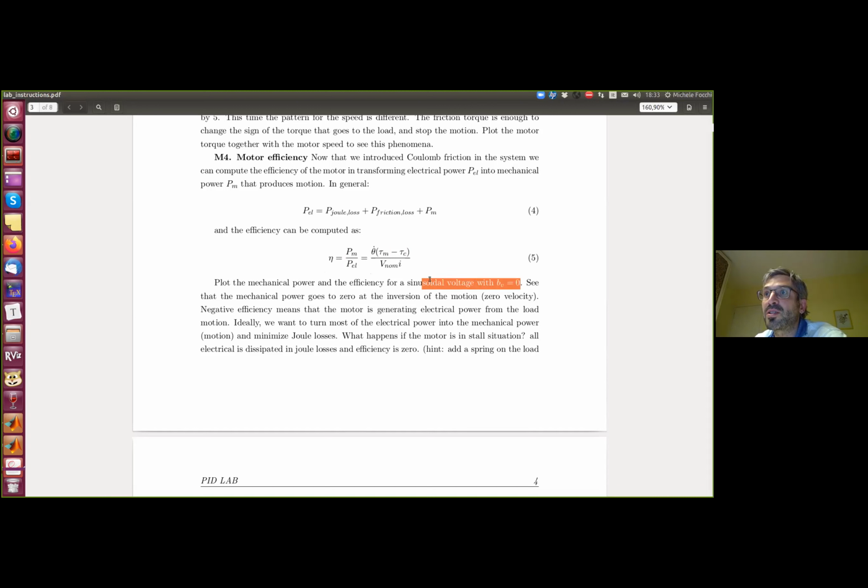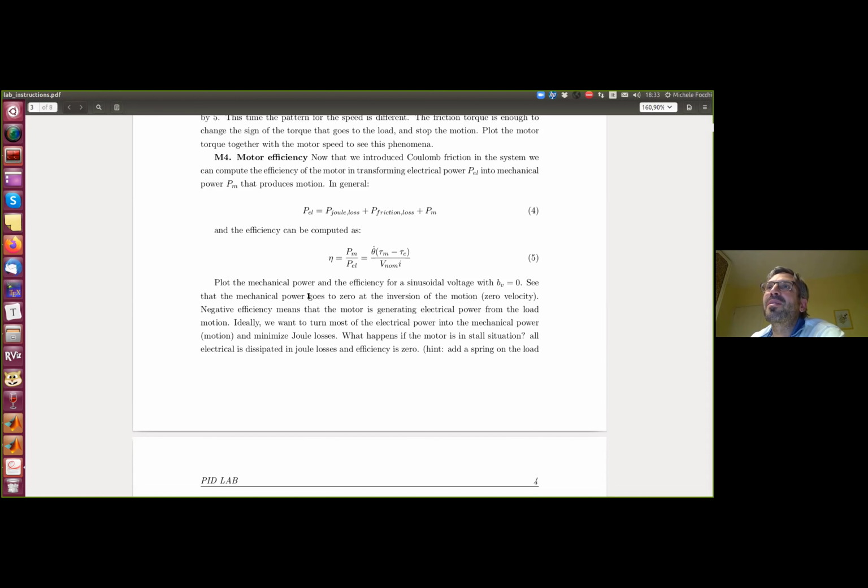Again, we consider a sinusoidal voltage, and we want to compute both efficiency and mechanical power and electrical power. We want to plot all of them, and we want to see that we have an inversion of the motion at 0 velocity, and whenever the mechanical velocity goes to 0, also the mechanical power goes to 0.